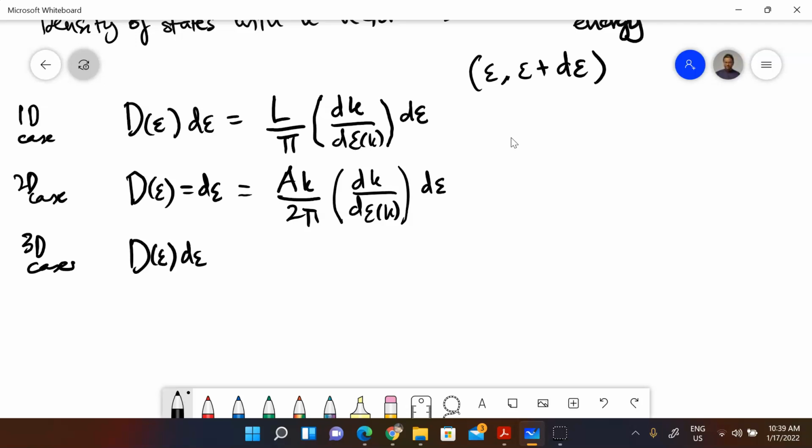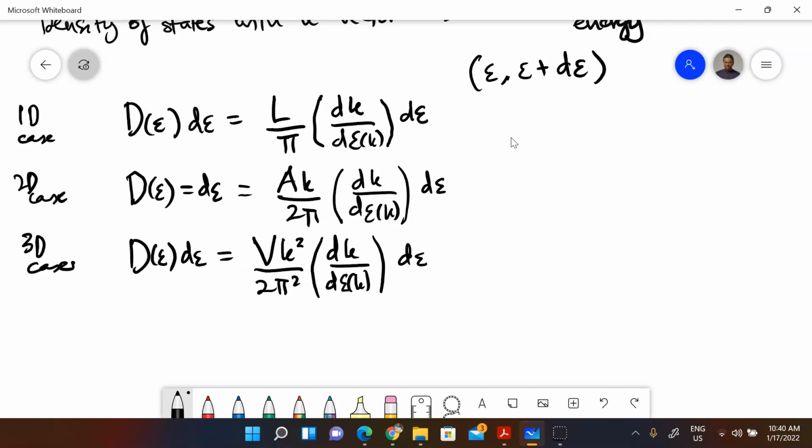the factor in front will be different. This will now depend on volume and also the k dependence over here, and then here you have 2 pi squared, dk over d epsilon k. This will also be convenient because when we discuss the partition function, we are actually referring to the energy states.